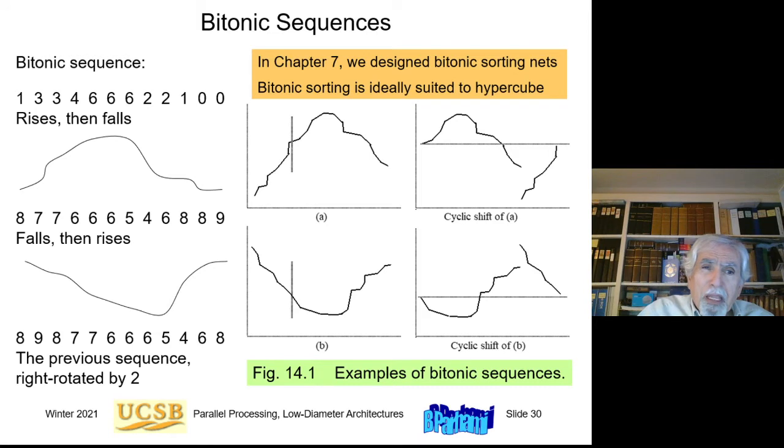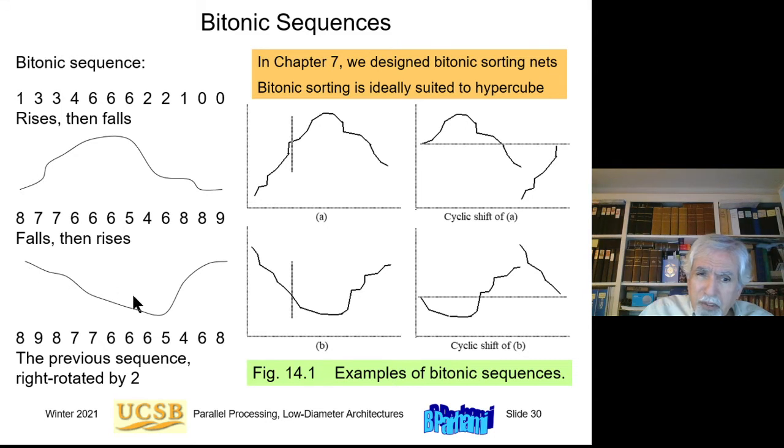That's monotonic. So a bitonic sequence is a sequence that starts by going up and then ends by going down. This is a graphical illustration. The sequence goes up to a certain point. Sometimes it stays the same. And then it goes down. Again, sometimes it stays the same for a while. So this is a bitonic sequence: up, then down. This is also a bitonic sequence: down, then up.